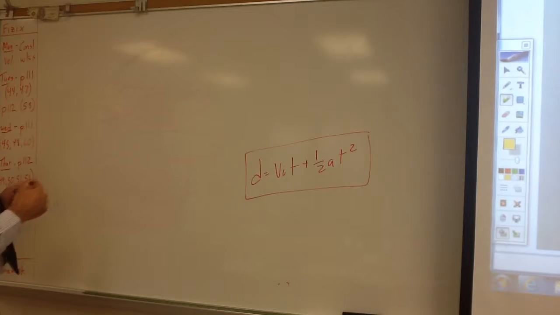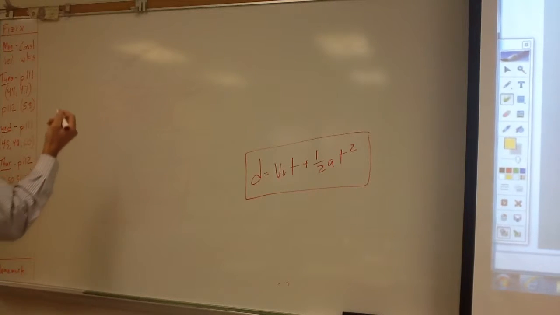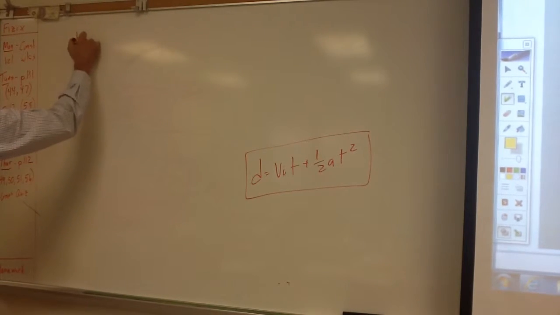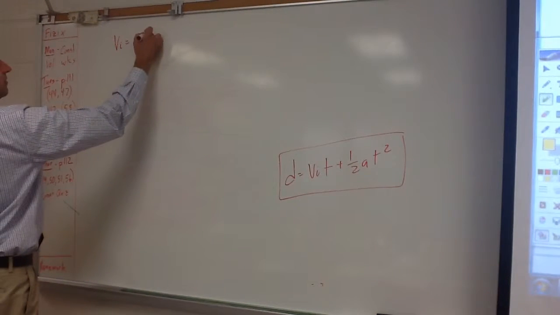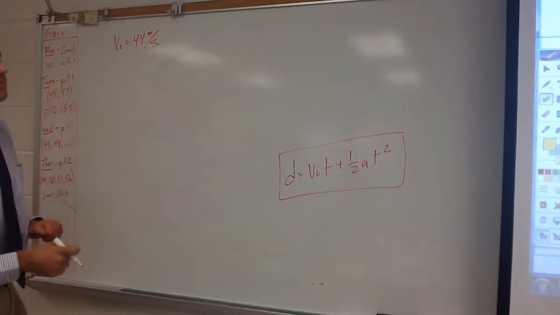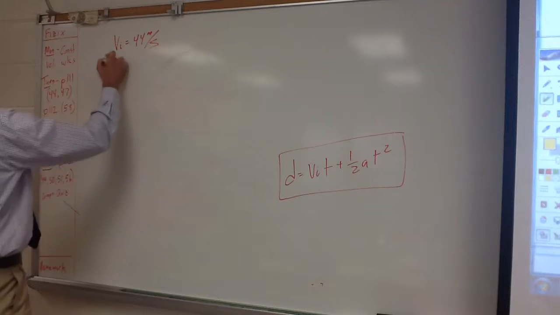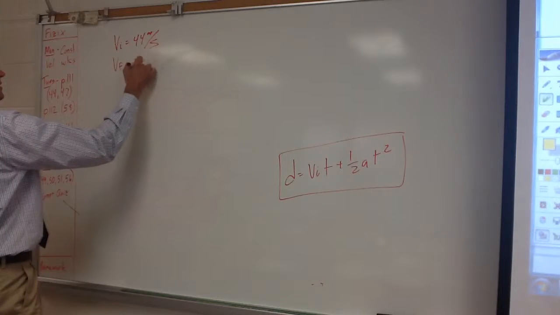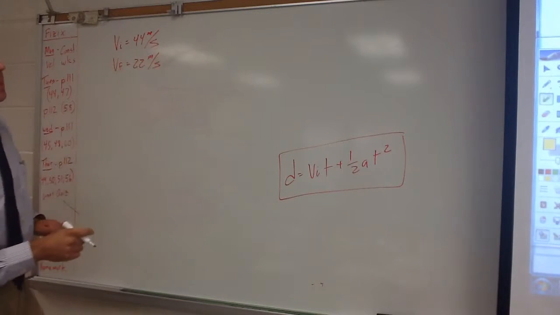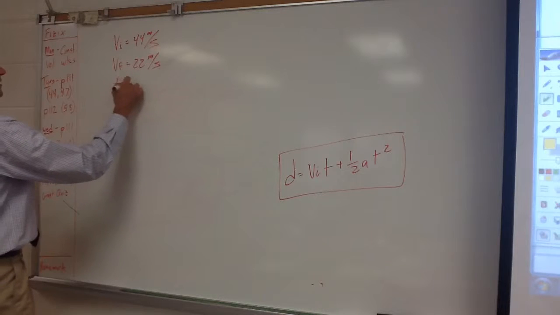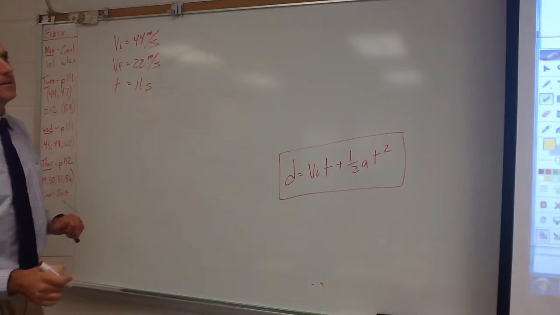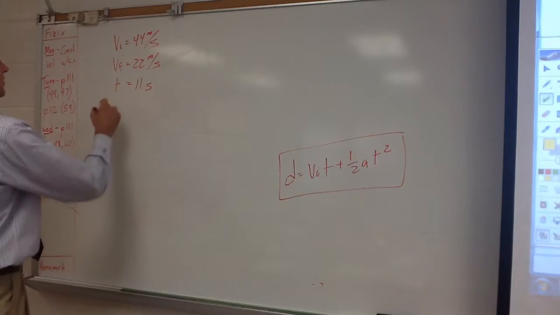So I can still see the problem even if you can't. And I'm going to write down some of the givens. I'm going to write down that there's an initial velocity of 44 meters per second, and there's a final velocity of 22 meters per second. This happens over a time of 11 seconds. And we want to know displacement.